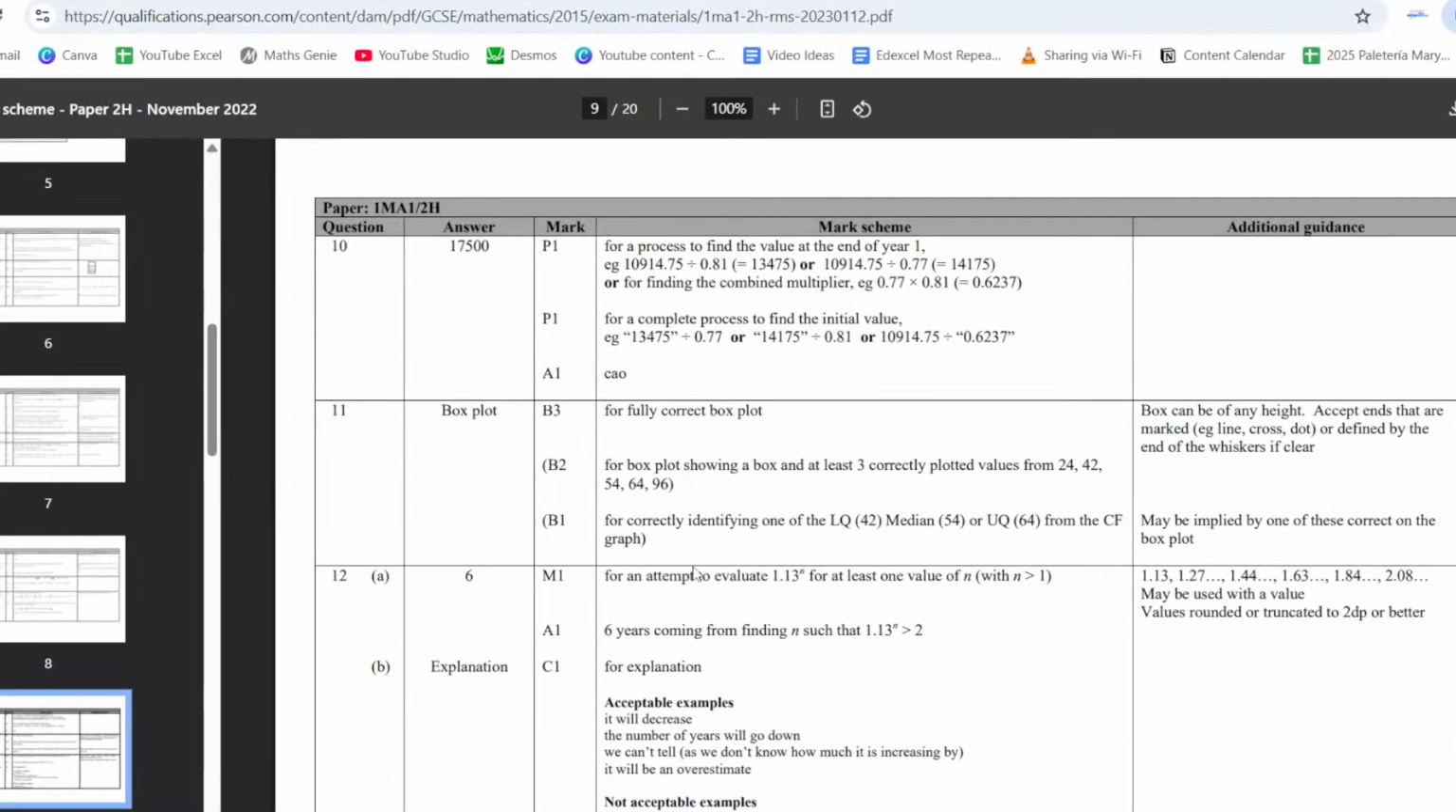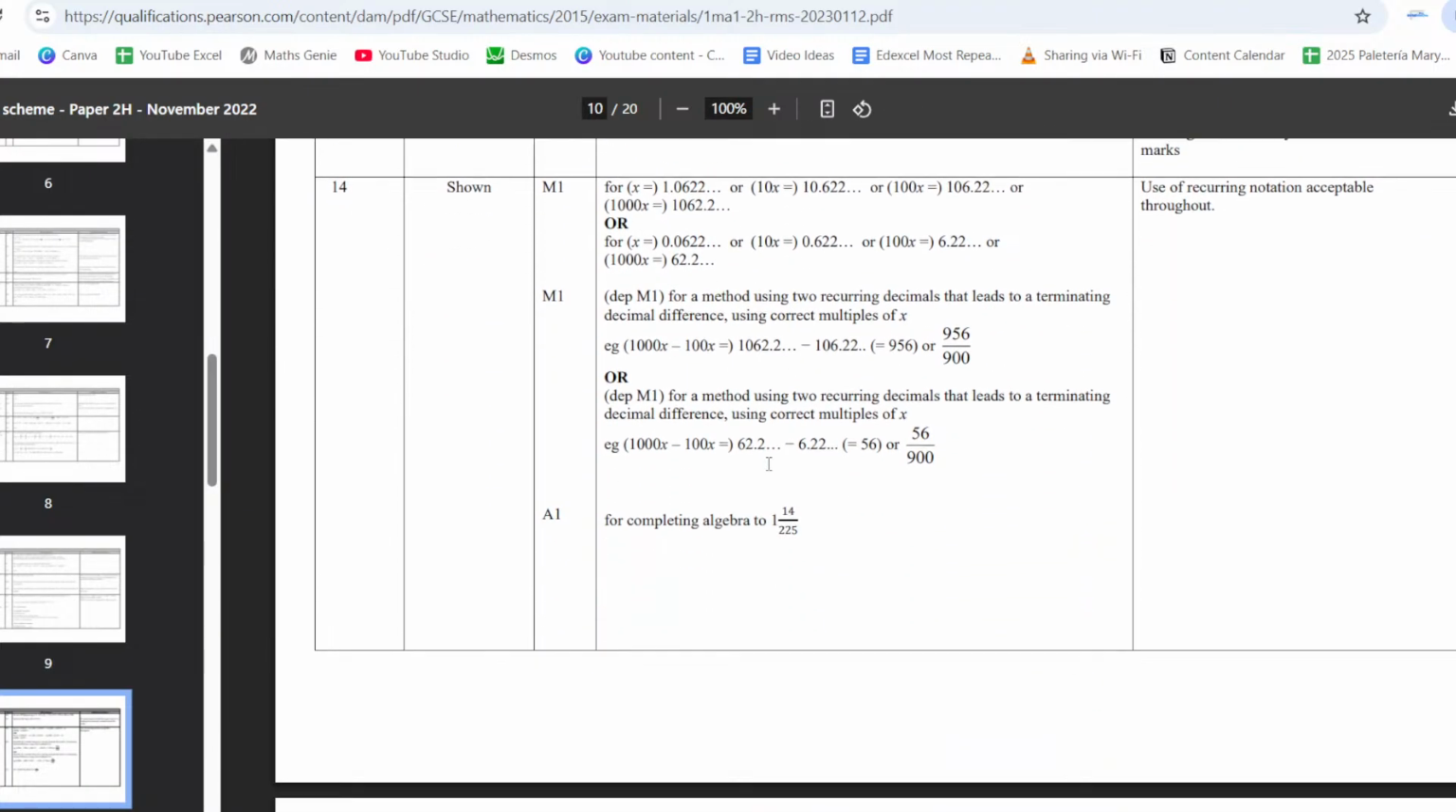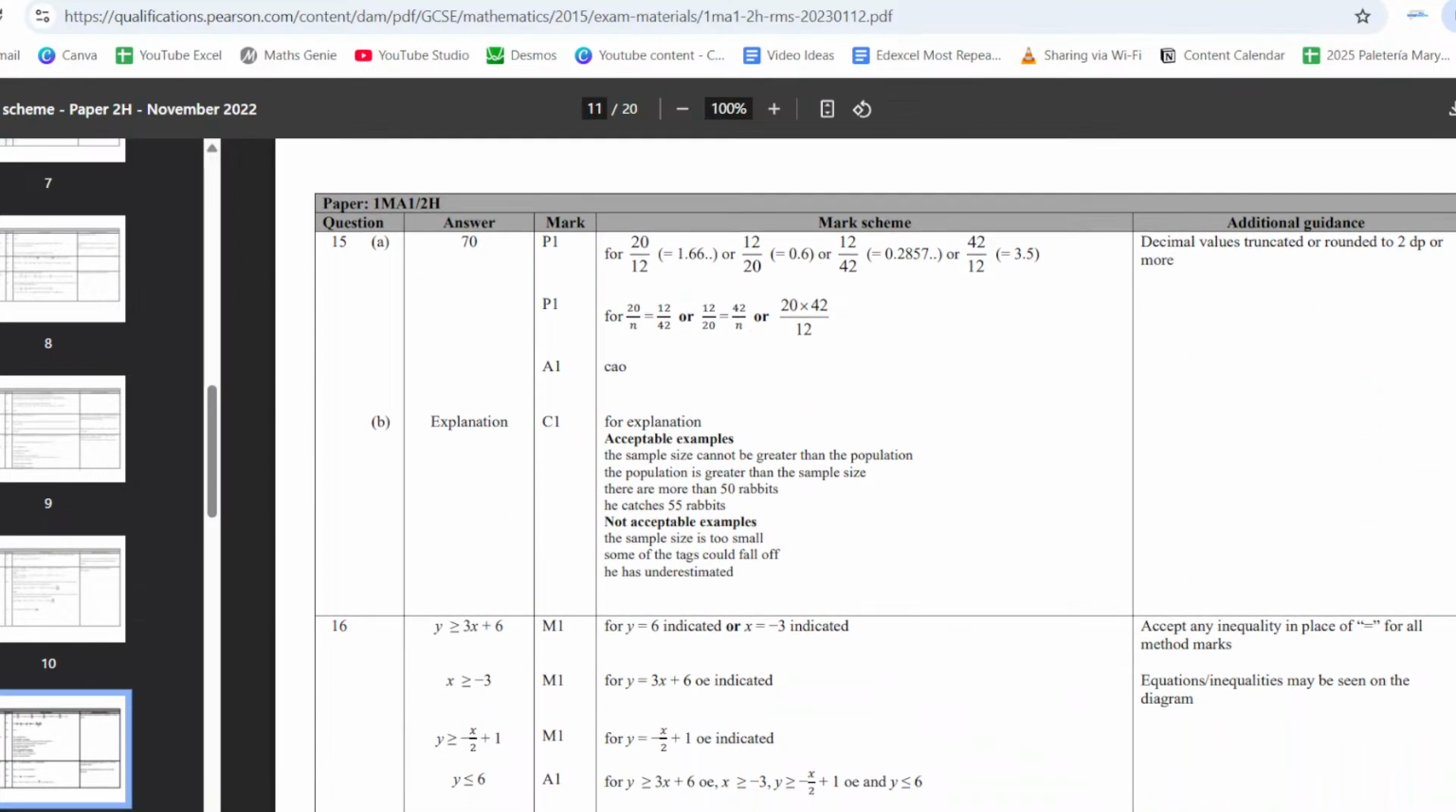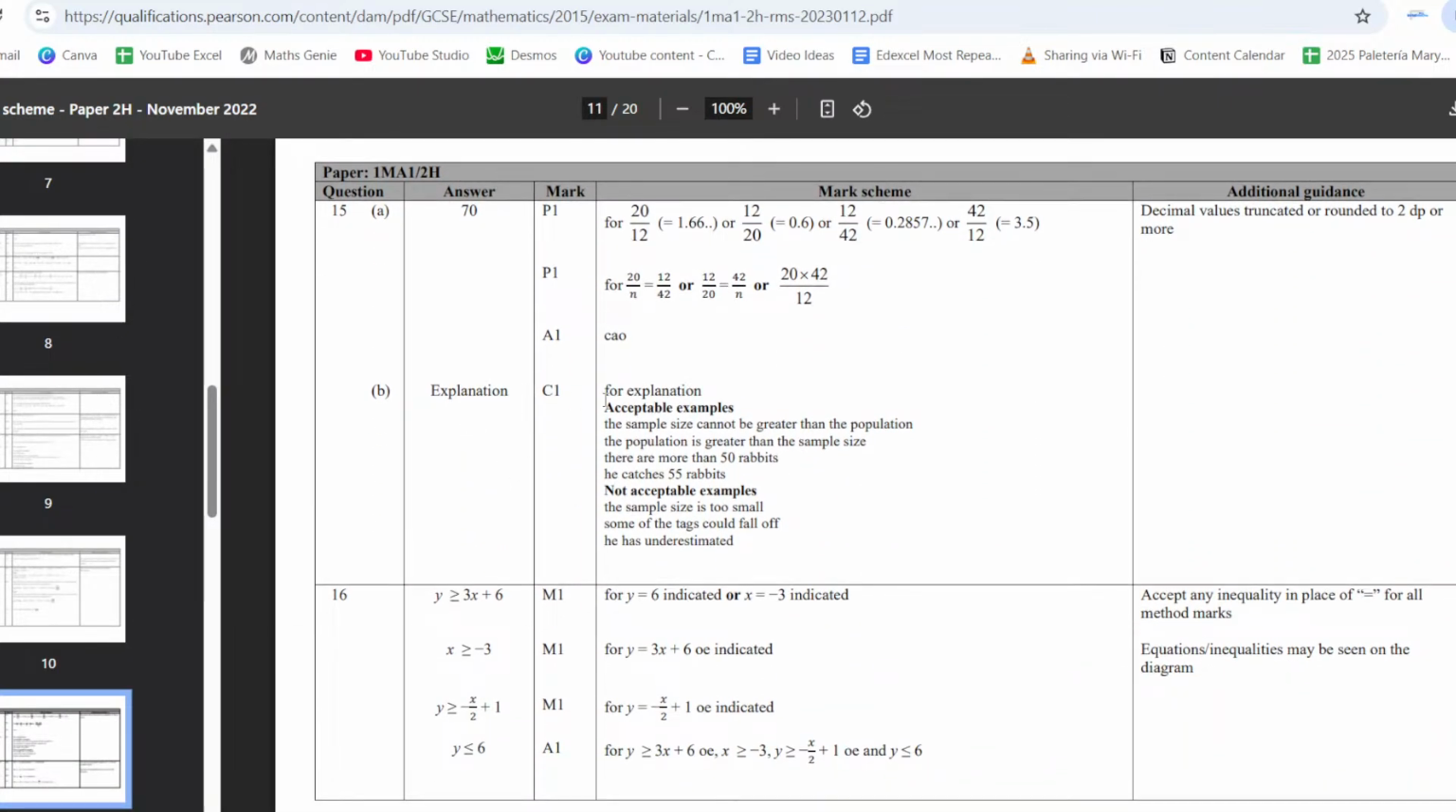Let's look at the mark scheme. What question is this? 15. You see here, they've got some acceptable answers. The sample size cannot be greater than the population, obviously, right? It's kind of stating the obvious, but then you just doubt it, don't you? Like, surely it can't be that. The population is greater than the samples. That's the same thing, isn't it? Just the other way around. There are more than 50 rabbits because he caught 55, right?